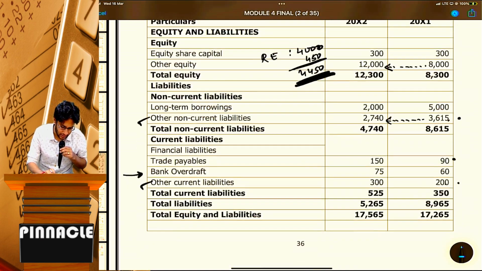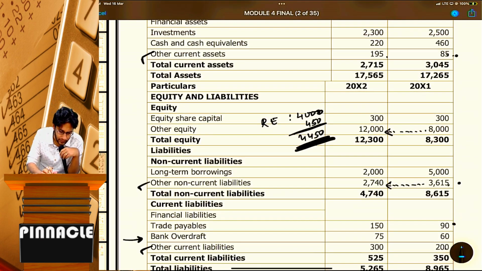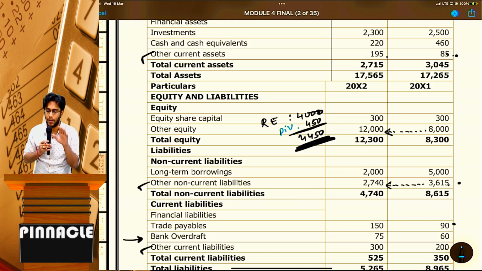Coming to financing activities. Come to equity capital. Equity capital 300 same, sir, no problem. Come to borrowings. From 5,000 it has become 2,000. 5,000 becoming 2,000 means long term borrowing repaid. How much, sir? 3,000. Not only that, that fellow mentioned somewhere that in the current year you paid dividend 450. Dividend is an outflow. That's all. Bank overdraft, sir. Bank overdraft is part of cash and cash equivalents.